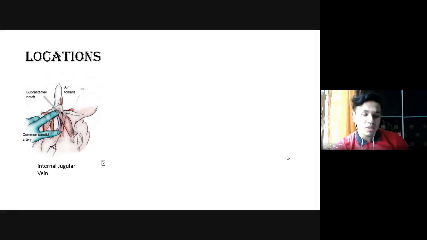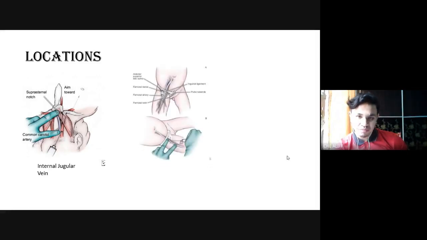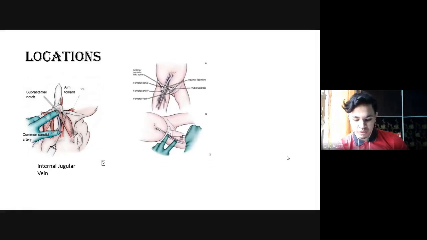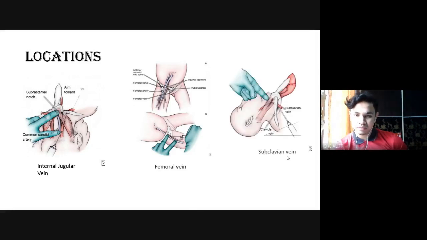Okay, next we proceed to the other site, the femoral vein. The femoral vein is deep to the medial third of the inguinal ligament, and also the third is the subclavian vein.